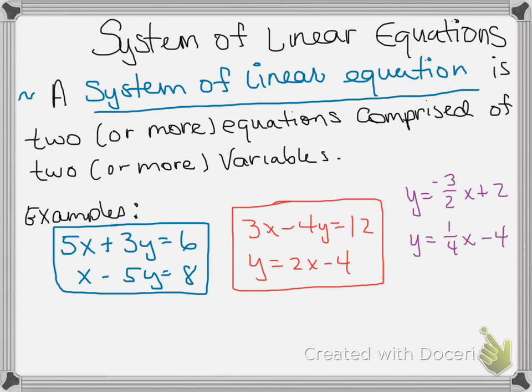Again, let's ask ourselves the definition. For a system of equations, is it two or more equations? Yes, there are two equations. They're both in slope-intercept form, but they're still both equations. Are they comprised of two or more variables? Yes, they both contain an x and they both contain a y. So yes, this is a system of equations.